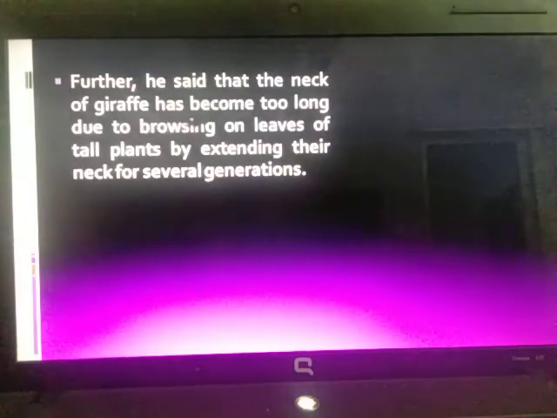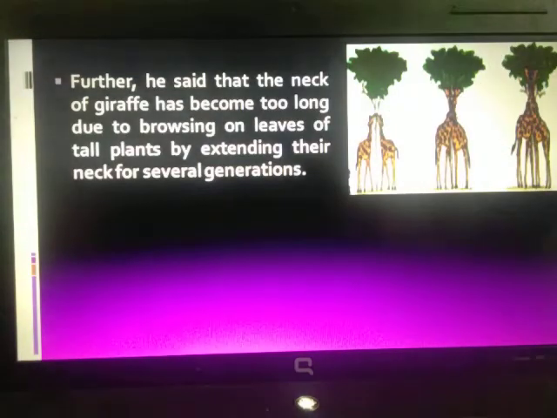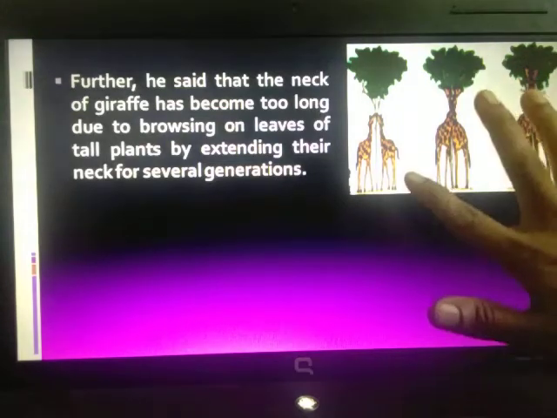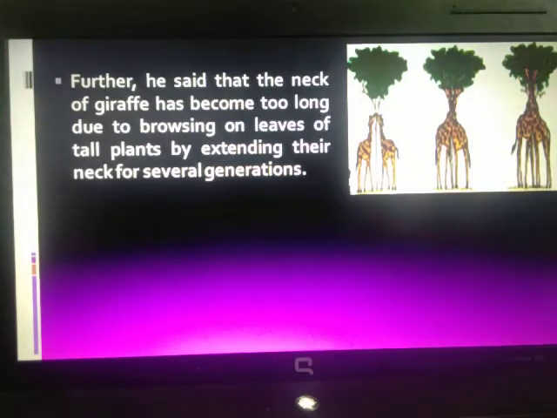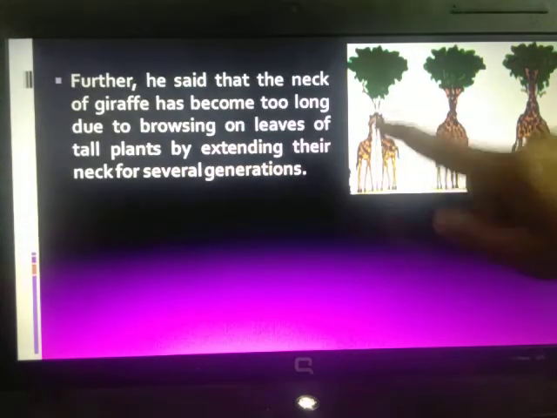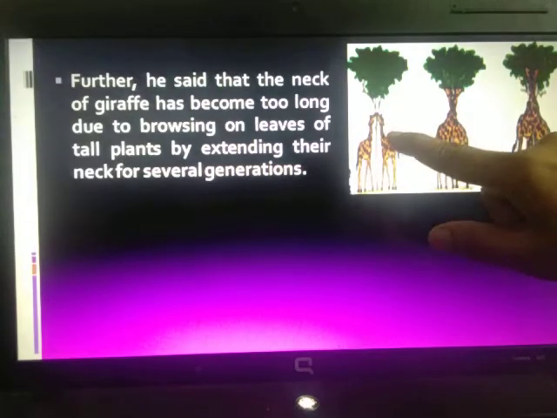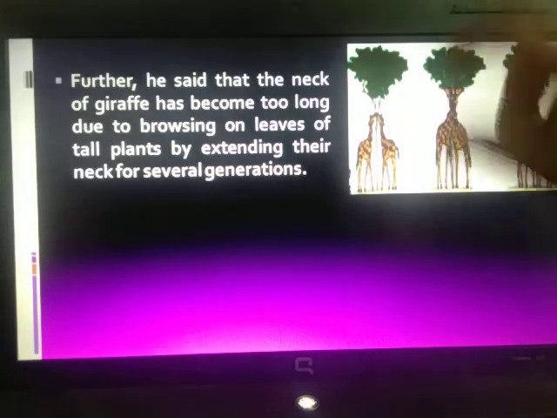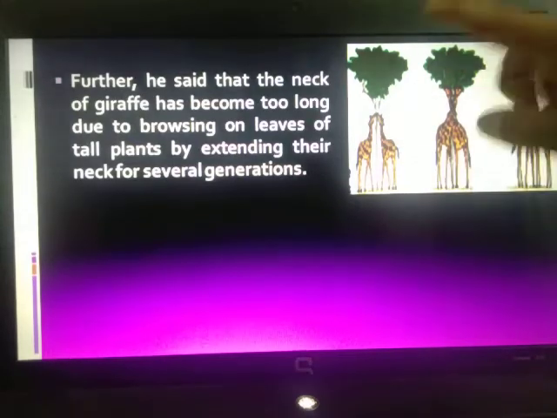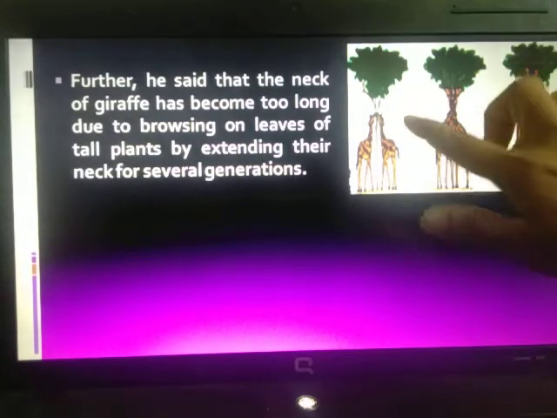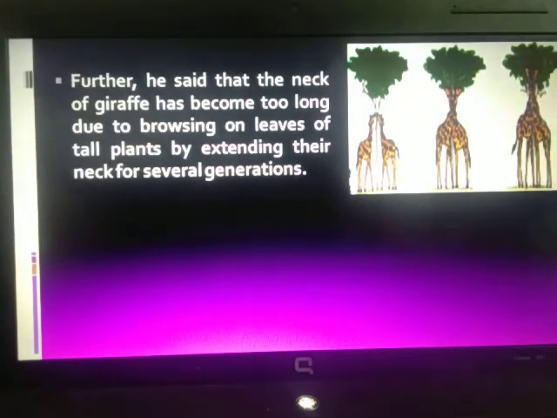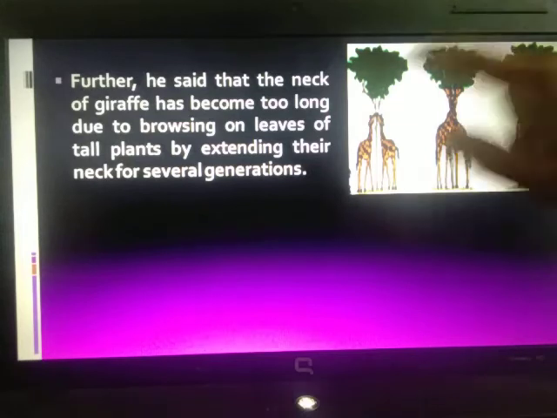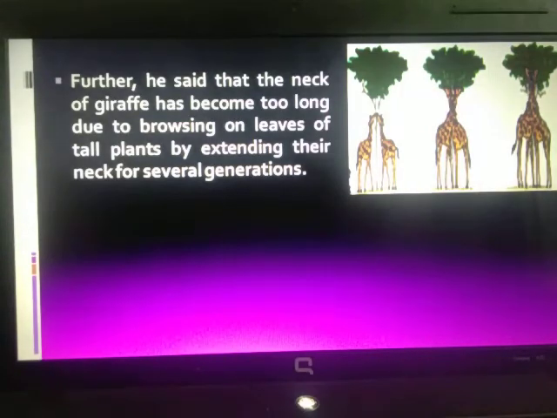Fine. Now further he said, you can see in this picture that I have placed a picture of a giraffe, which is there in your textbook also. According to him, the giraffe earlier had a shorter neck, but due to browsing on leaves of the tall trees, the neck of the giraffe became long, or the neck of the giraffe extended because of the browsing on the leaves of the tall trees.